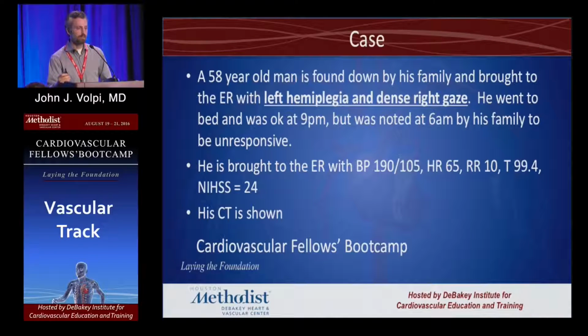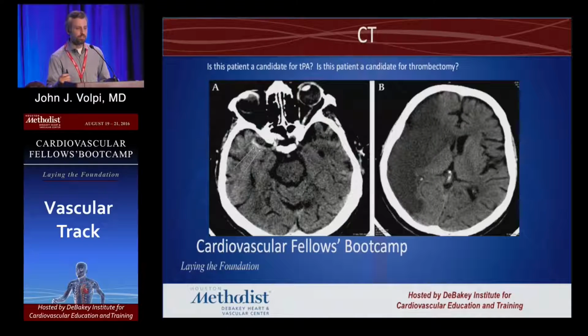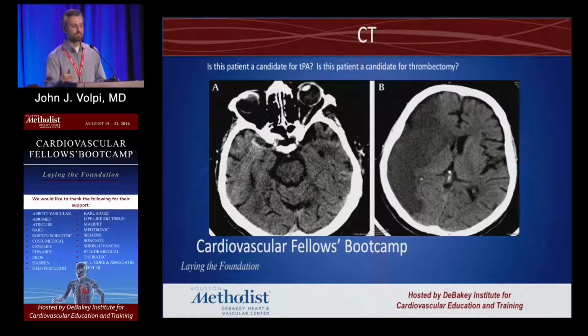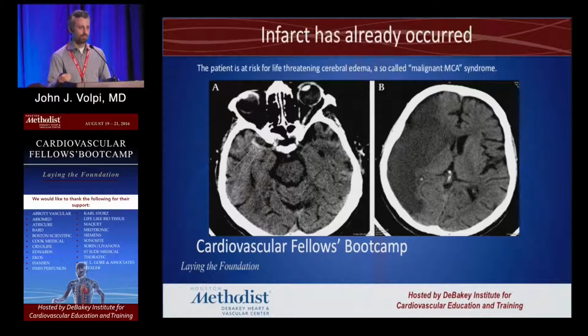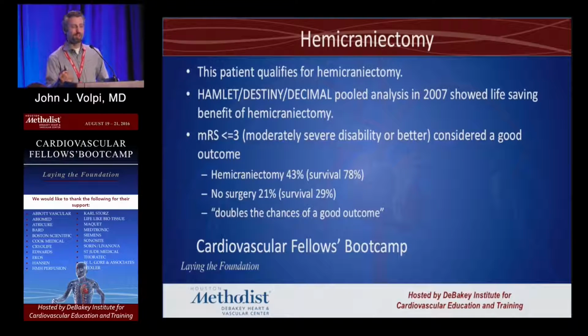This is a patient with left hemiplegia, right gaze, so seeming to be more like a right MCA syndrome. Again, a very severe NIH stroke scale, and this is that CT. So there is a large vessel occlusion and there is a large stroke. He's not a candidate for TPA. He's not a candidate for thrombectomy. So what can we offer? Prayer. Actually, more than prayer. The infarct's already occurred. We can offer hemicraniectomy.